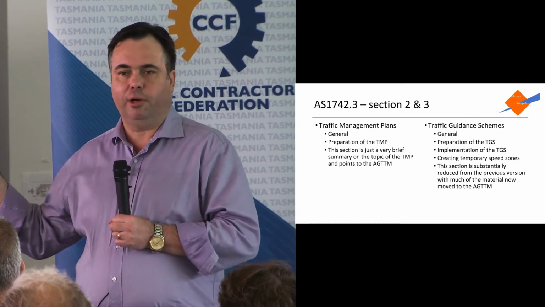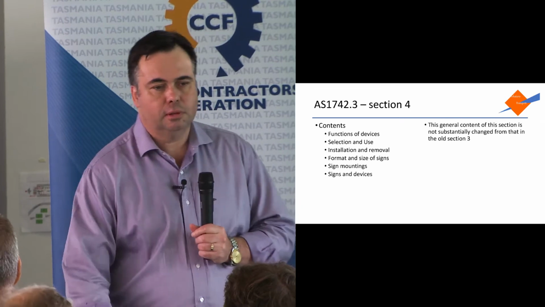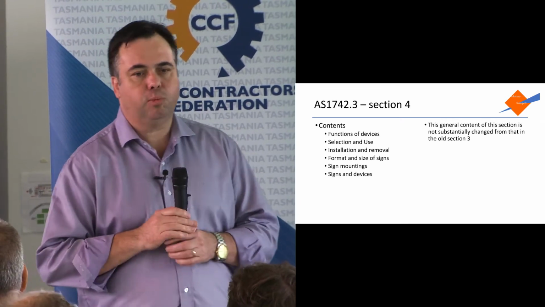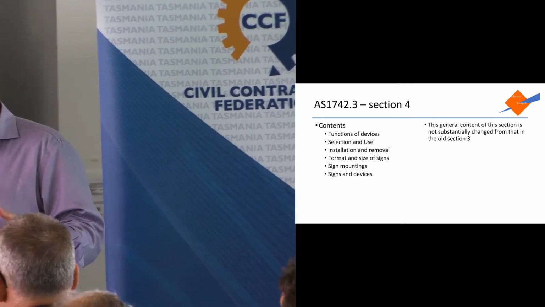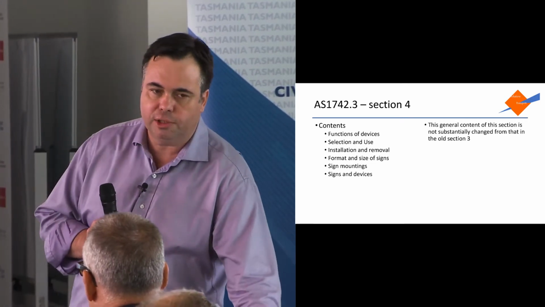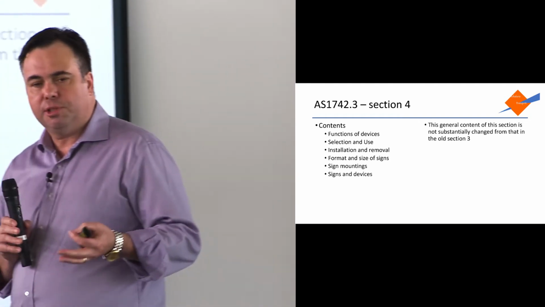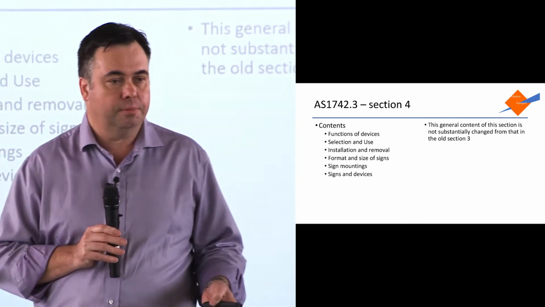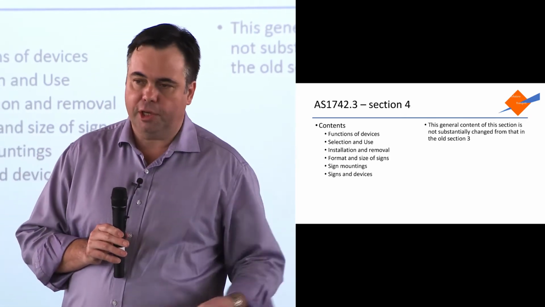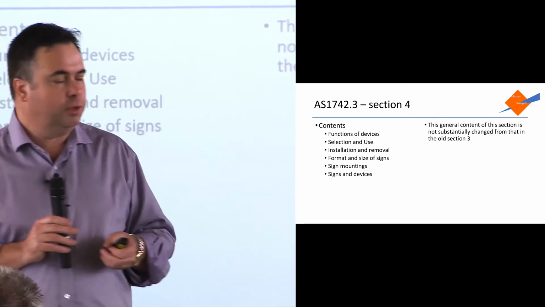So at this point, you're only up to about page 5 or 6 of the standard. The bulk of it is in section 4, and this is where you get the listing and the diagrams of all the traffic control devices that you have available. So all the signs, cones, etc. It's all in section 4. It's not substantially changed from what you would have seen in the old Australian standard. So all the devices that you saw there before, they're all still there. There are some new ones, and I'll take you through those.